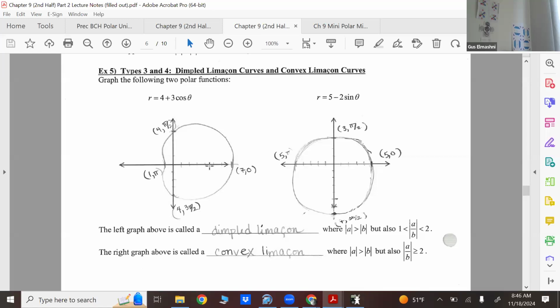Remember, convex means if you were to pick two points on a shape, and the line between them stays within the shape, that's called a convex polygon.